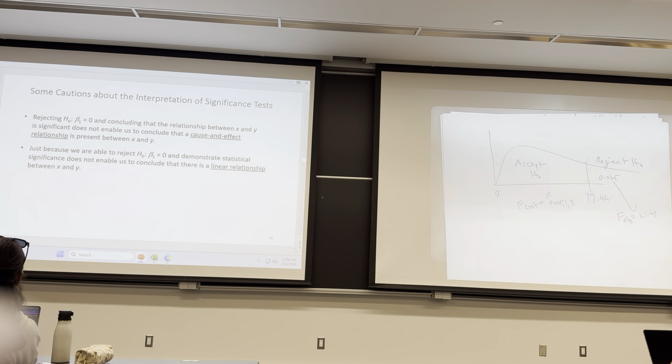Rejecting H0, B1 is equal to 0, and conclude that the relation between X and Y is significant, and does not enable us to calculate the cause and effect relation present between X and Y. Just because we are able to reject H0 and demonstrate statistical significance, it doesn't enable us to conclude that there is a linear relationship between X and Y.